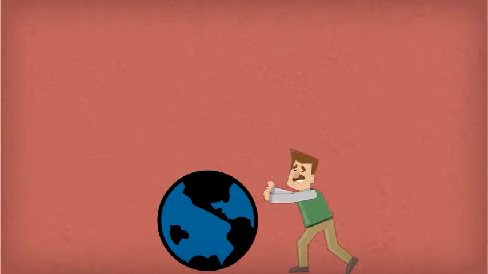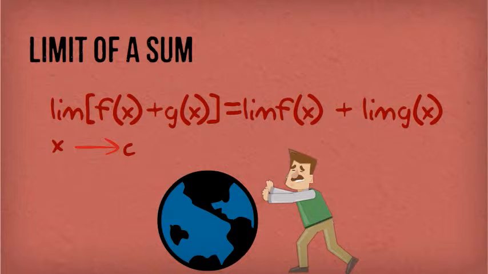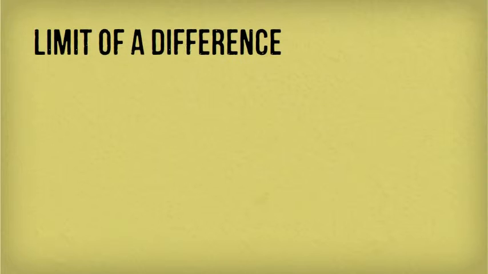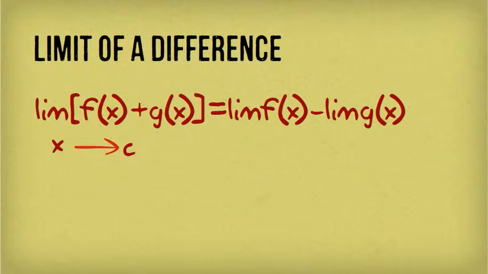The next limit theorem is slightly different. Limit of a sum, where the limit of a function plus another function is just equal to the limit of the first function plus the limit of the second function. Limit of a difference, where the limit of a function minus a function is equal to the limit of the first function minus the limit of the second function.